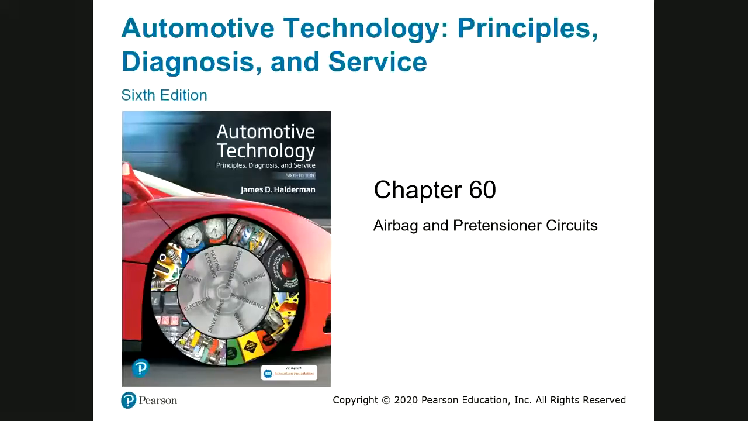All right, we're talking about chapter 60 in the new textbook. In the old textbook, I think it's like chapter 49 or something. But basically, go in your index if you don't know what it is, and go to airbag and pretensioner circuits. In the new book, it's on page 715. Or if you want to follow along in the PowerPoints, that's okay as well.